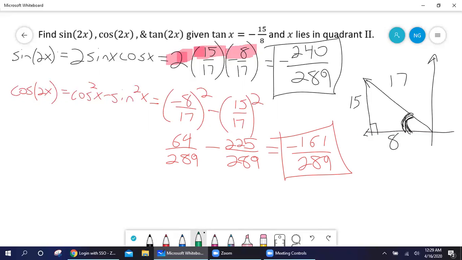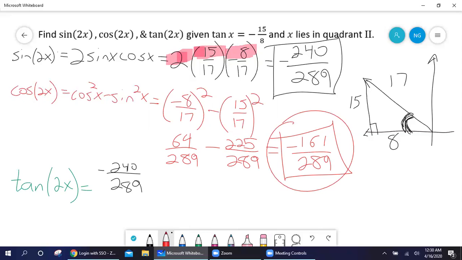For the tangent, remember there was an identity, but you don't have to use the identity since I already have the sine and cosine. I can just take the sine, negative 240 over 289. I'm going to divide by the cosine, but that means multiply by the reciprocal, multiply by negative 289 over 161.